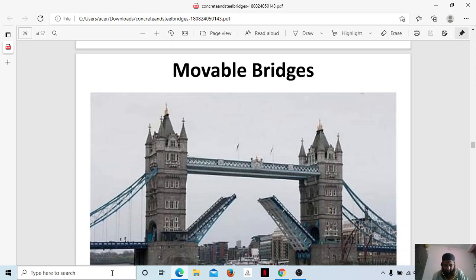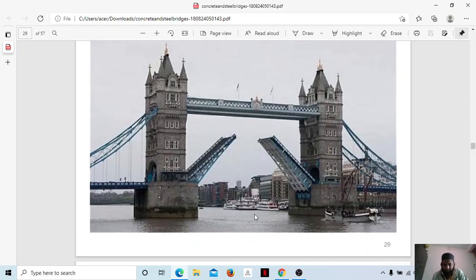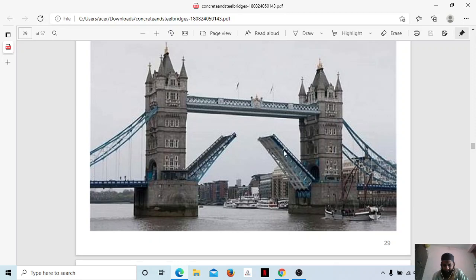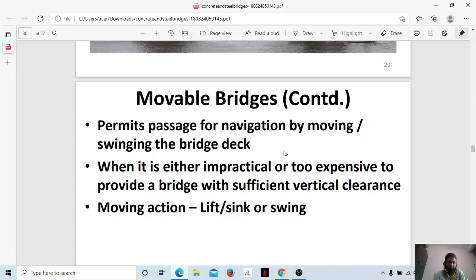It is connected whenever there is no need for it to open up. Here they are connected and the traffic flows from here to there, and whenever the need is there, these bridges are opened. You can see a ship coming here, and these bridges are being opened so the ship can pass. It permits passage for navigation by moving or swinging the bridge deck when it is either impractical or too expensive to provide a bridge with sufficient vertical clearance.